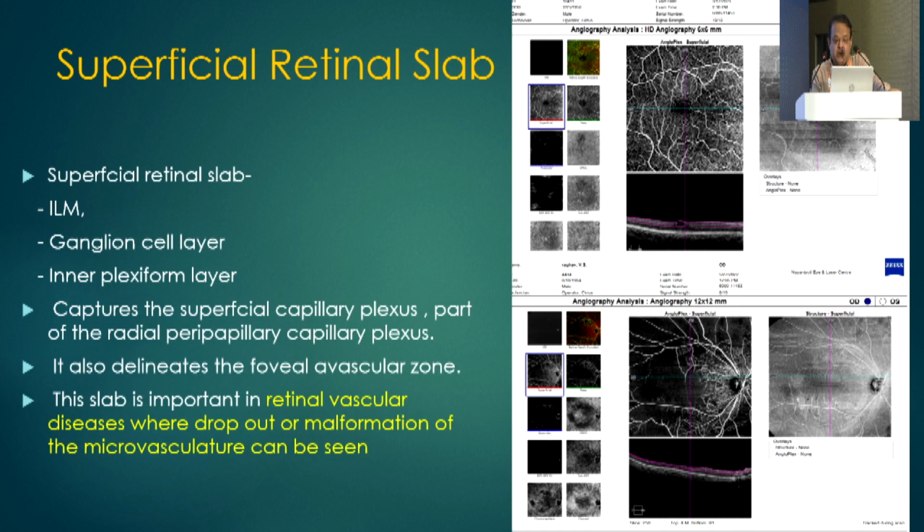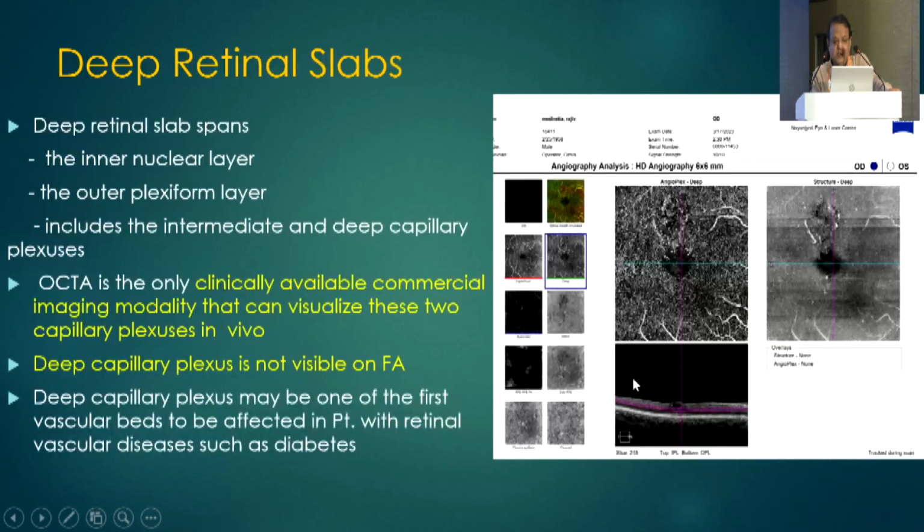This slab is important in retinal vascular disease where dropout or malformation of microvascular circulation is seen. Like in this patient, whenever you want to see a foveal avascular zone, then look at the superficial slab. You can see a regular foveal avascular zone. And then in this patient, you will see areas of capillary dropout and macular ischemia.